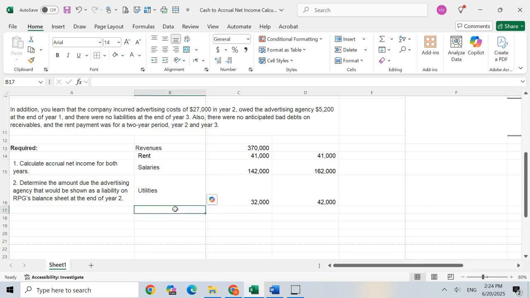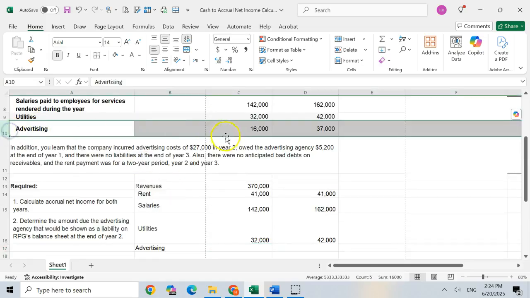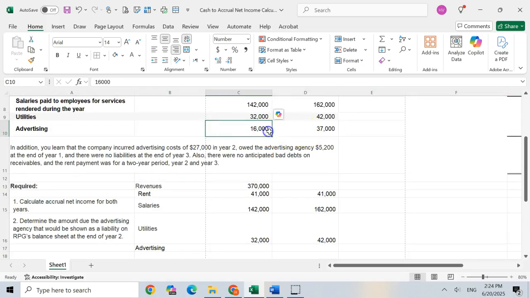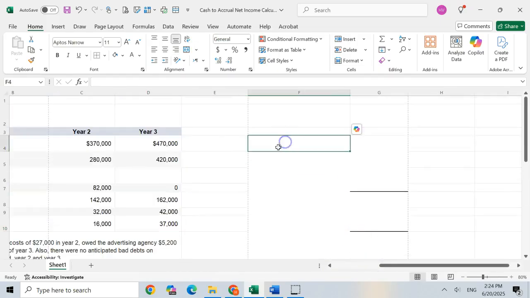Next, we're supposed to put in the advertising expense incurred for each year. The problem tells us for advertising, these are the amounts paid for year 2, $16,000, and year 3, $37,000. The problem also gives us some additional information, and using that information, we're going to figure out what the actual expense incurred was for each year. I'm going to go ahead and do that right here on the side.